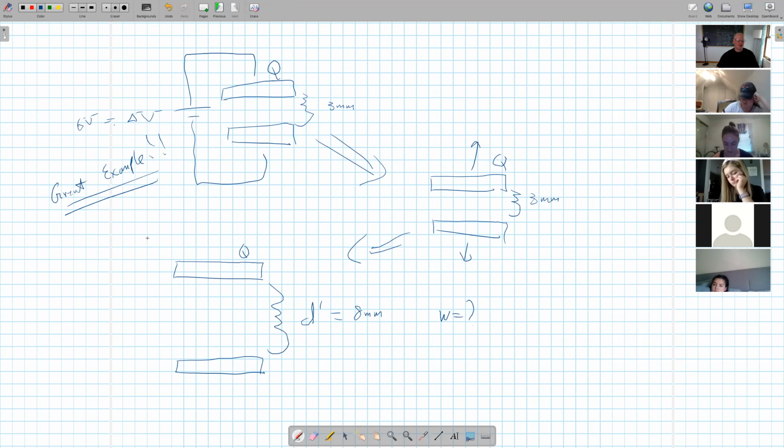All right, so listen, as far as the exam is concerned, this is a great example. So basically go through and make sure you know how to do this, because the one on the exam will be something similar to this. Okay. Except it'll also involve dielectrics.